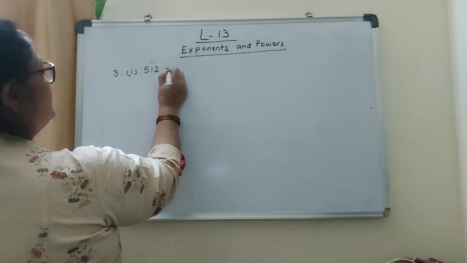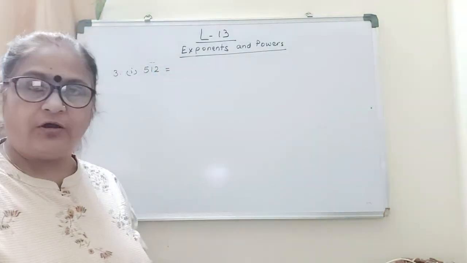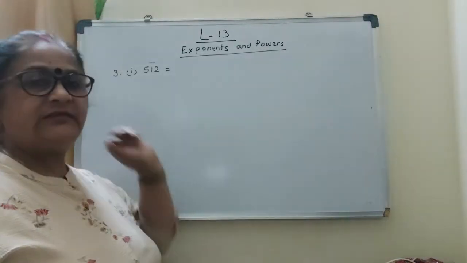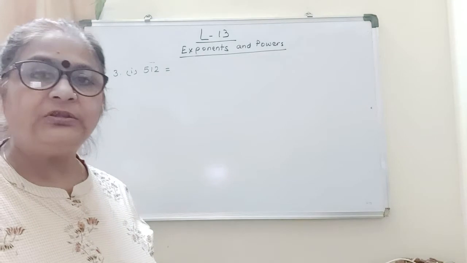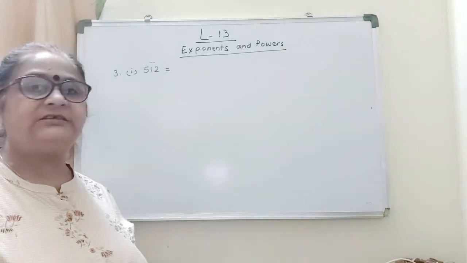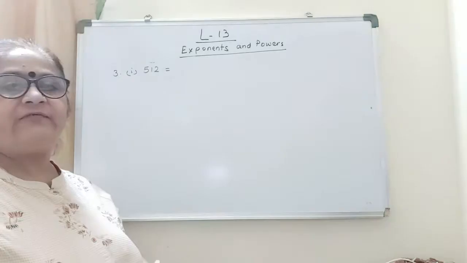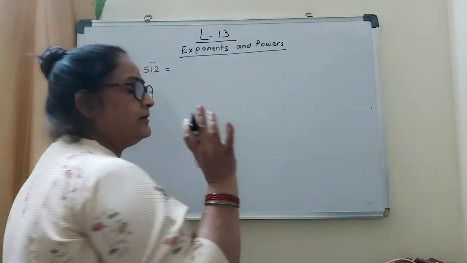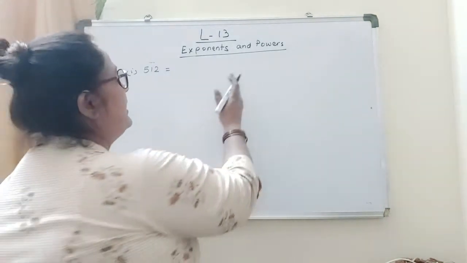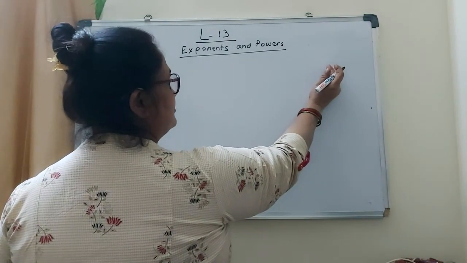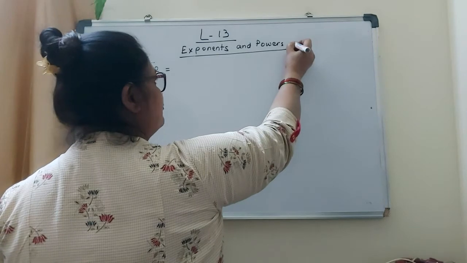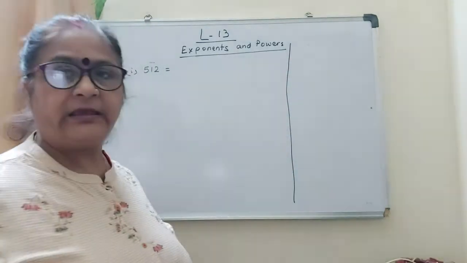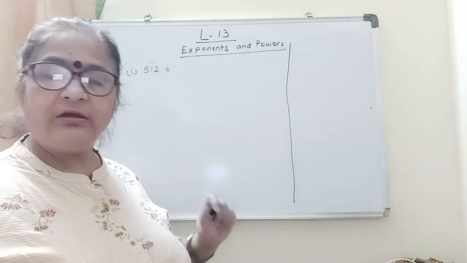512. Now to write it in exponential form, we must know the factors of this number, and we are going to use the prime factorization method to get the factors of this. For example, the prime factorization must be done on the right hand side. You can draw a line and do it, but this is not rough working. It is part of your sum.